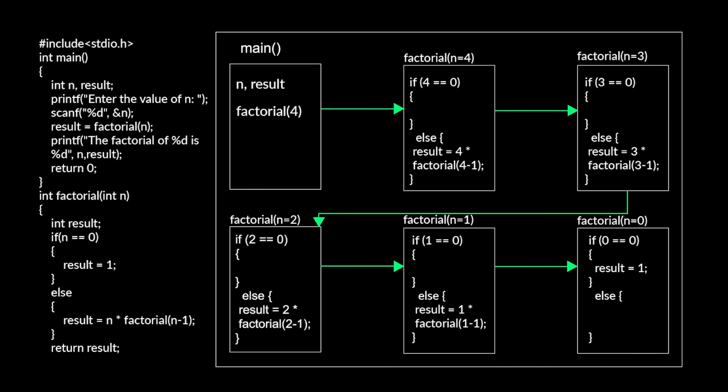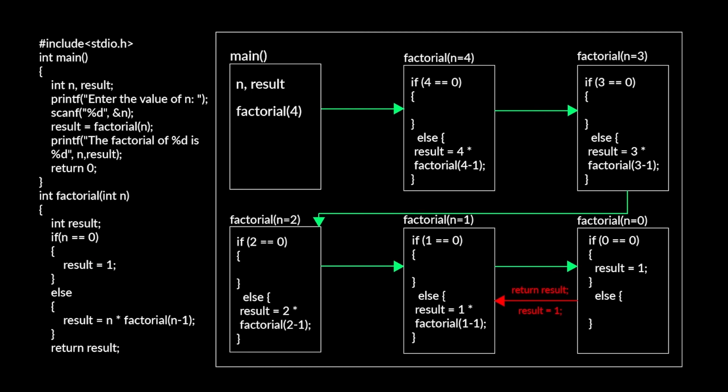After the if else statement, what is the next statement? Here we are returning the result. So return 1, which is the value of result. The value of result here is 1. So the value 1 will return back here, as you can see on the screen, because the factorial 0 function started executing from this position. So the result of the factorial 0 function will return back to the same place.